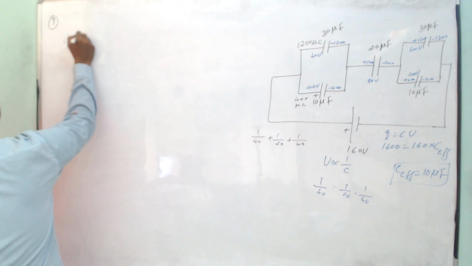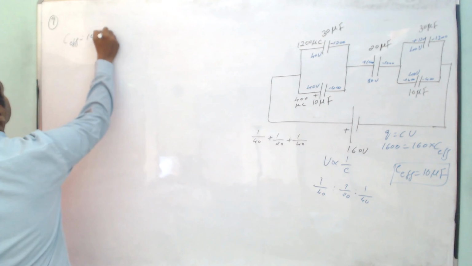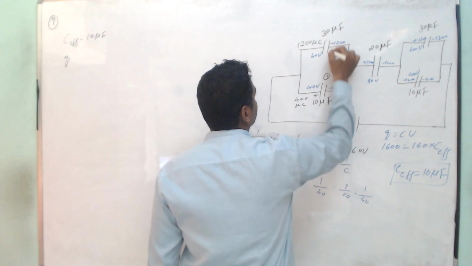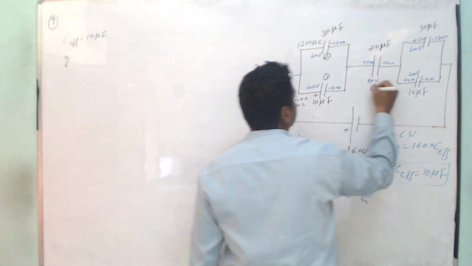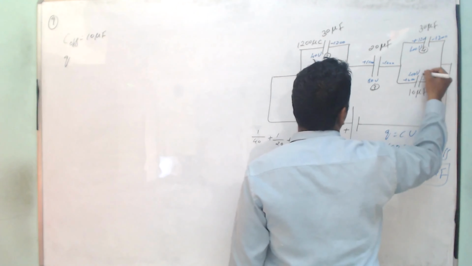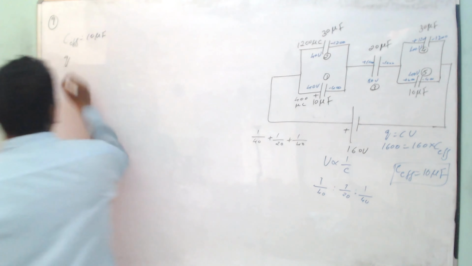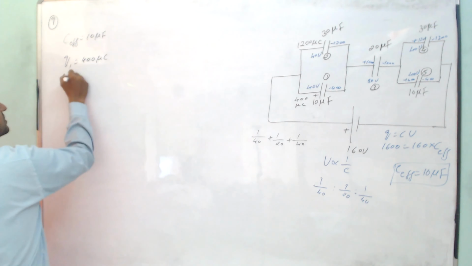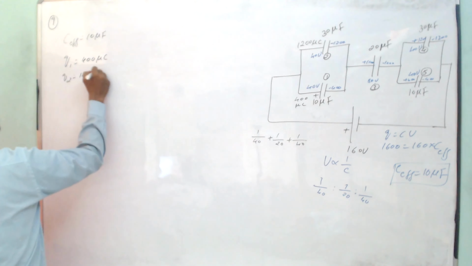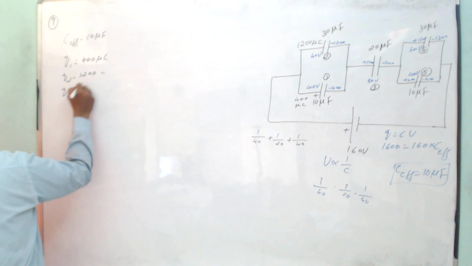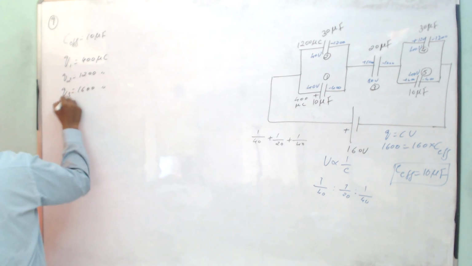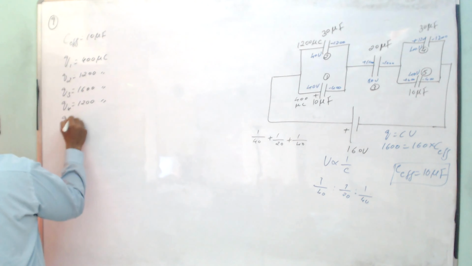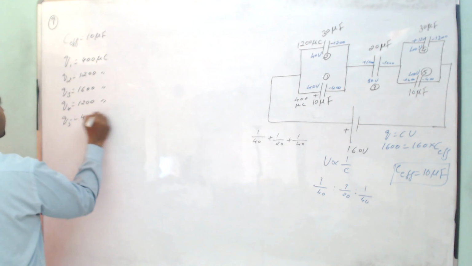Total C effective is 10 microfarad. What is the charge on, let us label these as 1, 2, 3, 4, 5. Yes, sir. Charge on 1 is 400 microcoulomb. Charge on 2 is 1200 microcoulomb. Charge on 3 is 1600. Charge on 4 is 1200. Correct? Yes, sir. Charge on 5 is 400. What do you want to find now?